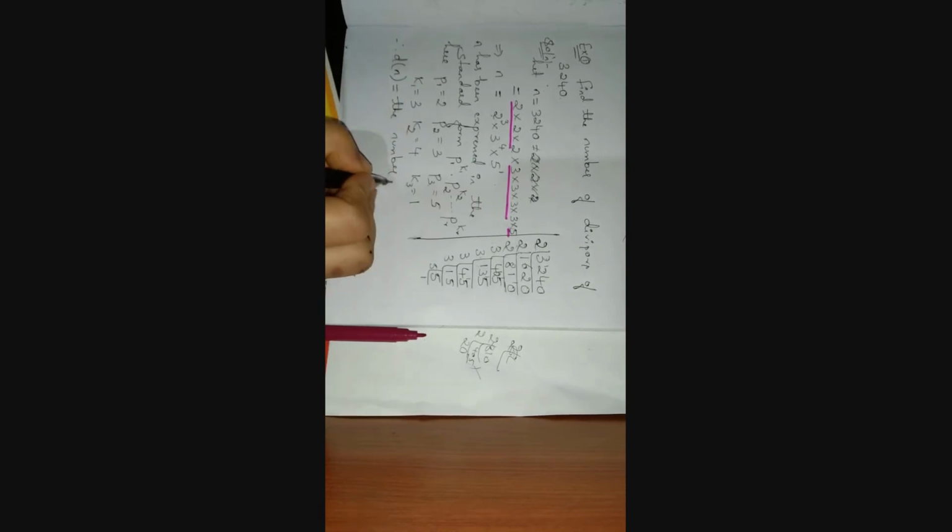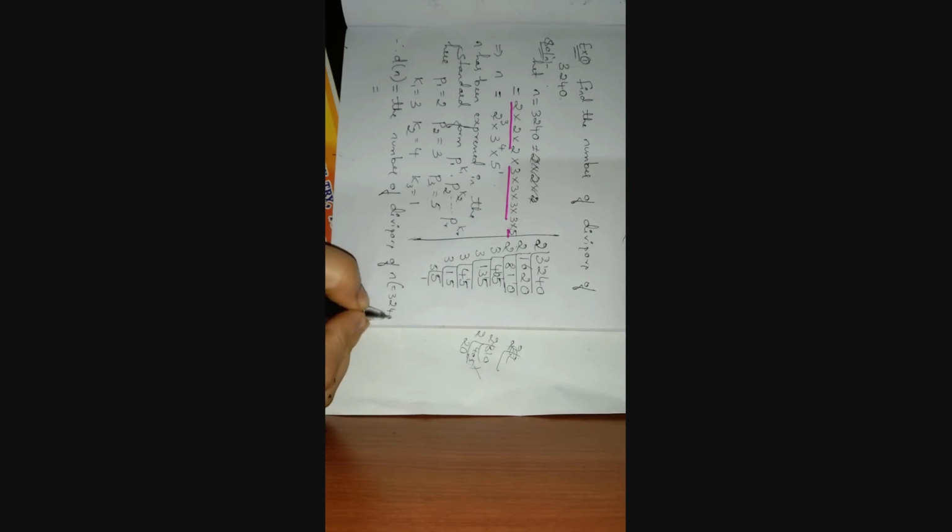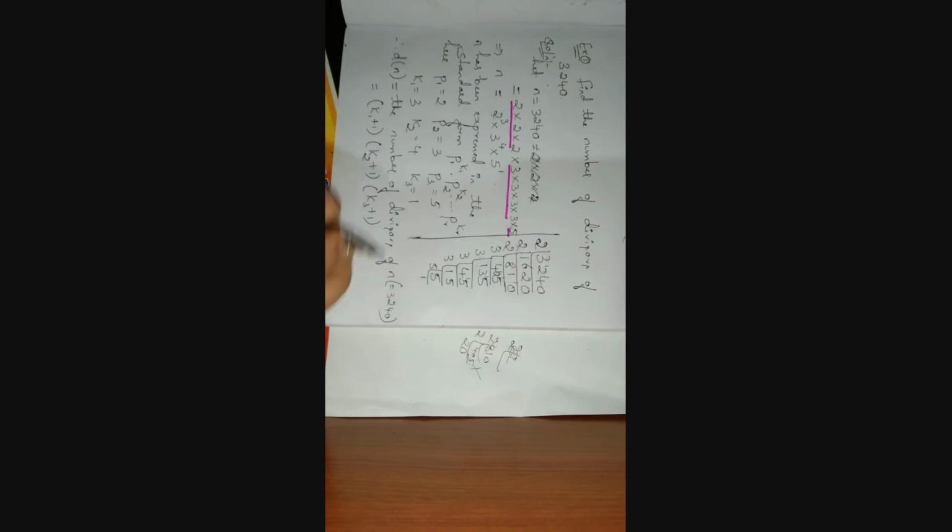The number of divisors of n, where n is equal to 3240. This is a formula you are supposed to remember: (k1 plus 1)(k2 plus 1)(k3 plus 1). Since only k up to k3 is there, you write it up to k3. Suppose k4 is there, then you can write k4 plus 1, and so on.